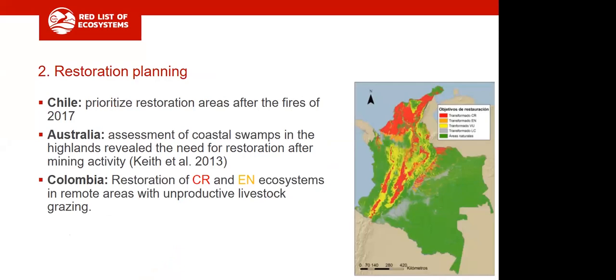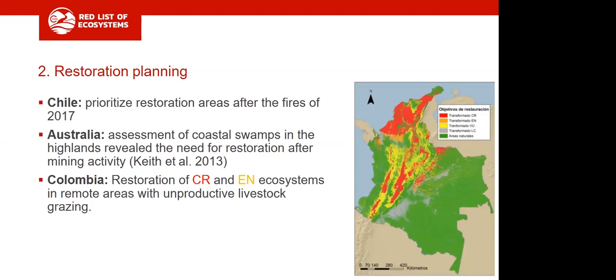So a couple of examples: in Chile, the RLE was identified as a key tool to prioritize restoration areas after the fires of 2017, particularly within private lands. In Australia, the assessment of the coastal swamps in the highlands, by understanding the threats to that ecosystem, revealed the need for restoration after mining activity. So the assessment triggered links to the mining industry and how they needed to do the restoration associated with their activities.